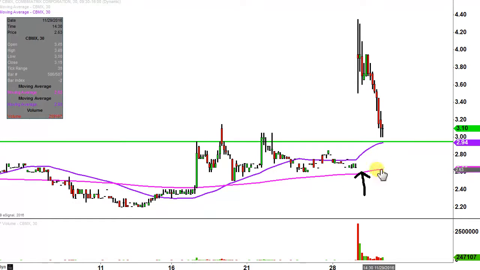Now, if the price breaks down here and crashes through the 200 period, that's a totally different story. But as it stands right now, 295 is doing a good job of holding enough support. So we'll see if that can continue going forward.